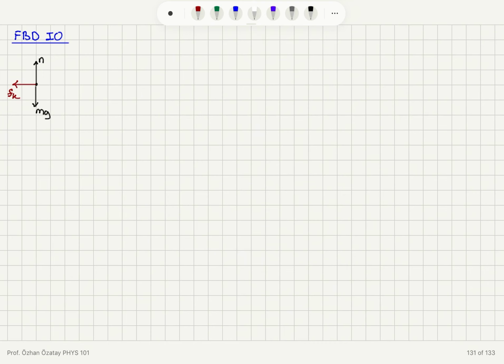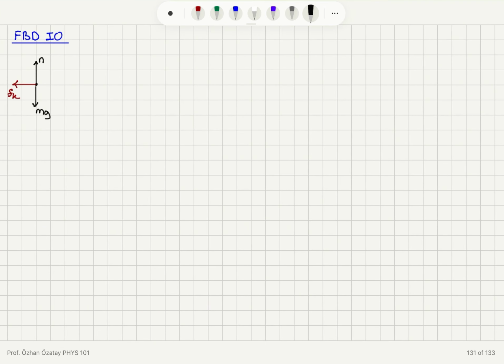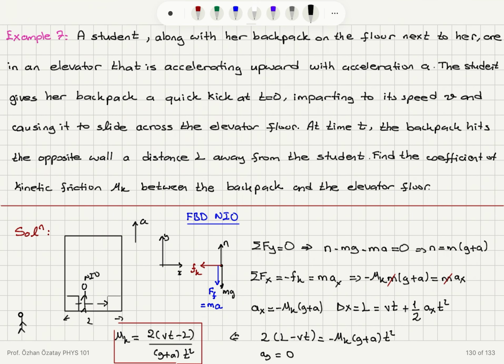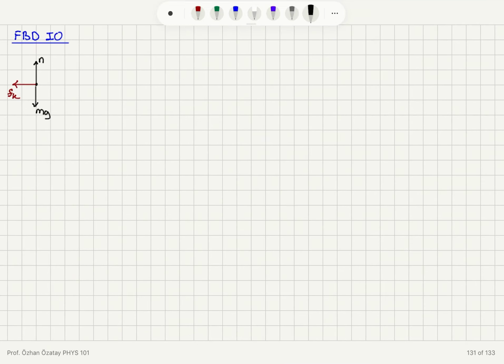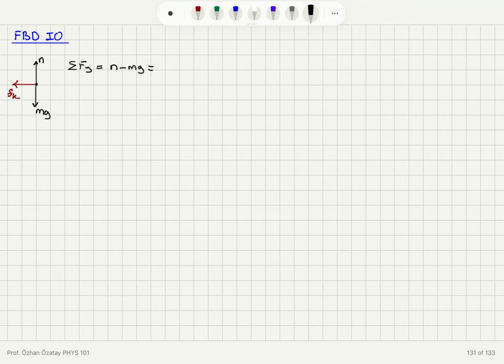Now, an alternative solution: the inertial observer reference frame. The inertial observer is the person on Earth watching this experiment. There are only real forces, so we don't have the fictitious force. We have mg, n, and fk pointing to the left. The net force on the y-axis, however, changes. This is n minus mg, and because the backpack is a part of the elevator which is accelerating up, it has a net force ma pointing up. It is accelerating with the elevator.